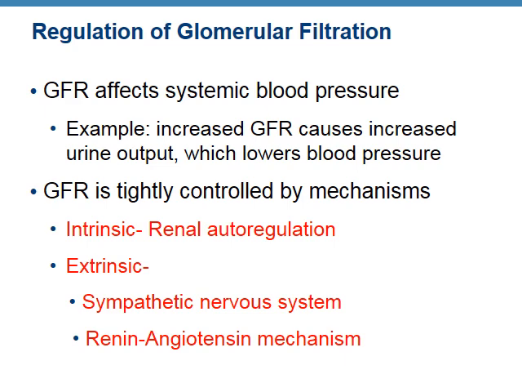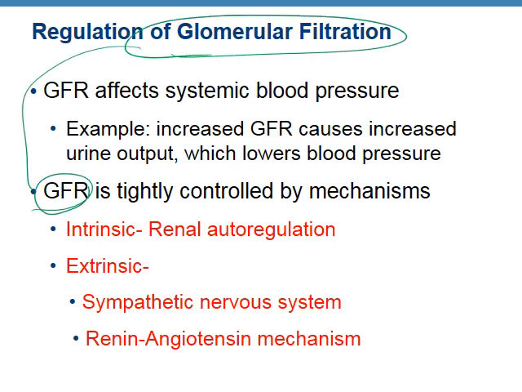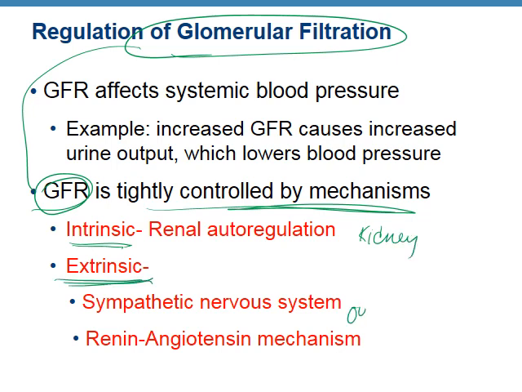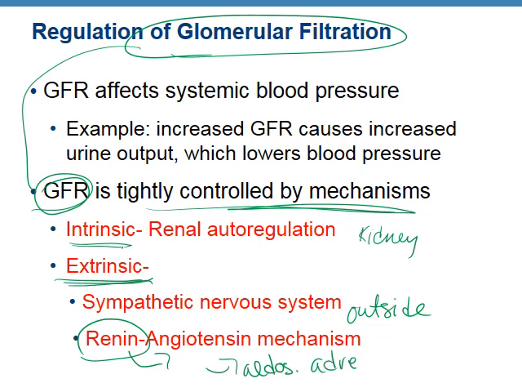Thankfully, we have a way to regulate glomerular filtration. Glomerular filtration is tightly controlled by intrinsic mechanisms, so inside the kidney, and extrinsic mechanisms outside the kidney. So although this is triggered inside, it's still extrinsic because remember, renin goes to angiotensin 2, which then goes to aldosterone, which is outside at the adrenal gland.